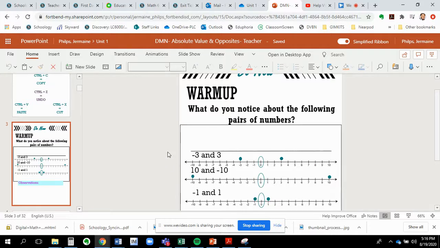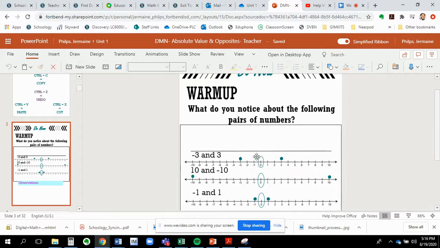So some answers I heard today, I heard people say that they're the same number, 3 and a 3. Or some people go deeper into saying that one's positive, like this 3 is positive, this is a negative. -10 is negative, this is a positive. So it's always a positive and a negative number.